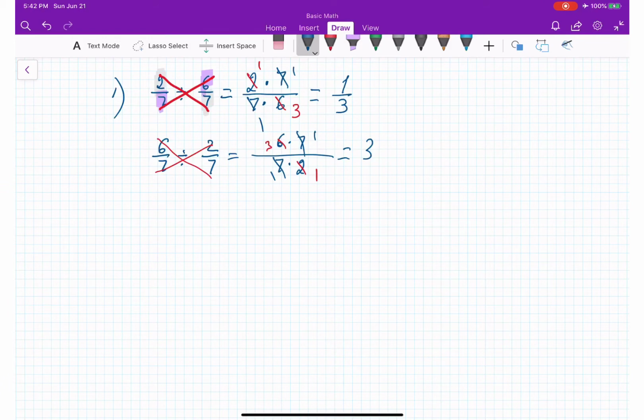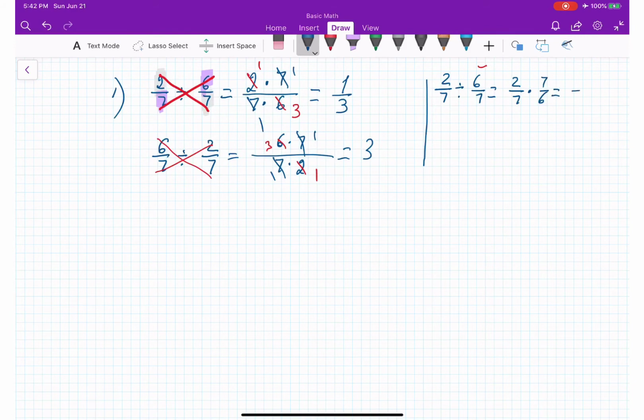One more example. Oh, by the way, there is another method to do that. Let me show you that other method also. Let's say 2 over 7, same example, 2 over 7 divided by 6 over 7. All you do, you take the second fraction and flip it. It was 6 over 7, it will be 7 over 6, and you do multiplication. So, it's equal to 2 over 7 times 7 over 6.